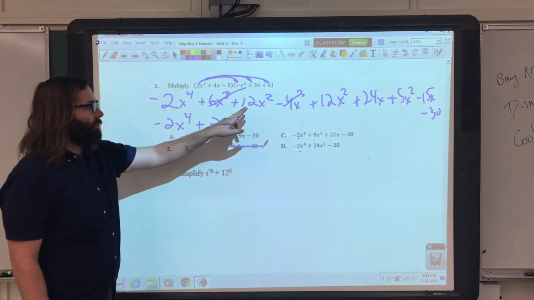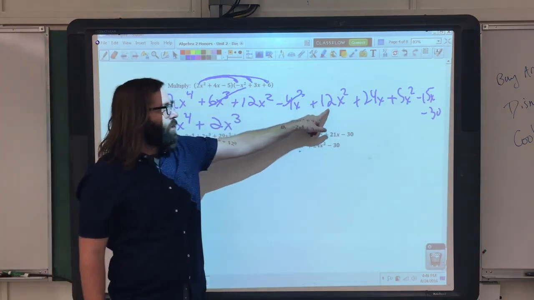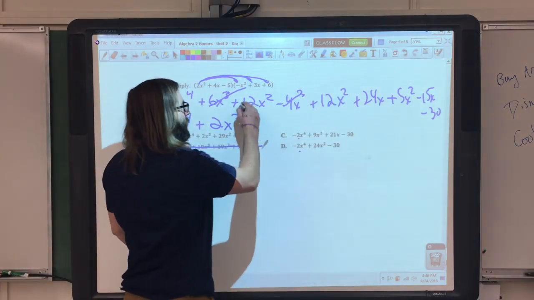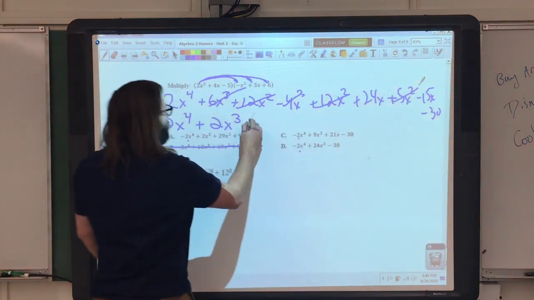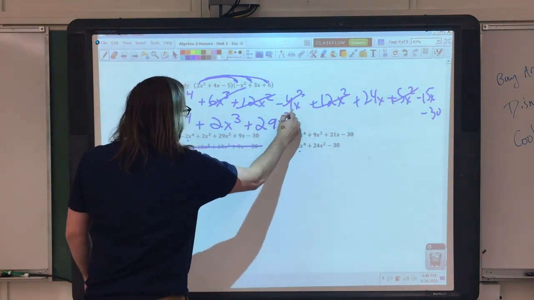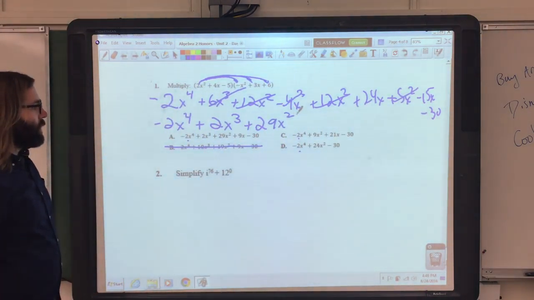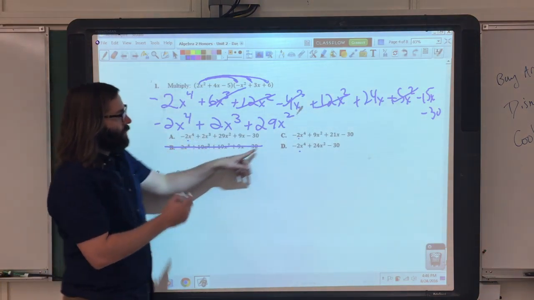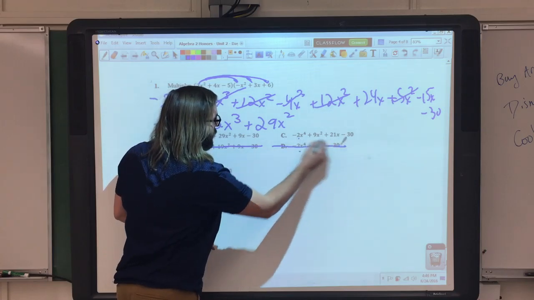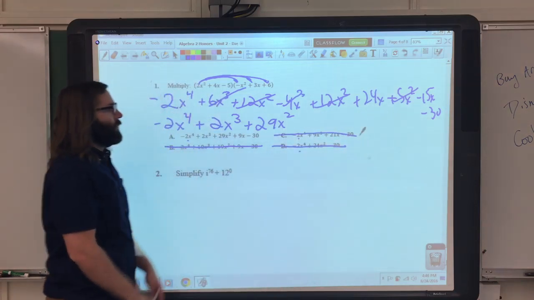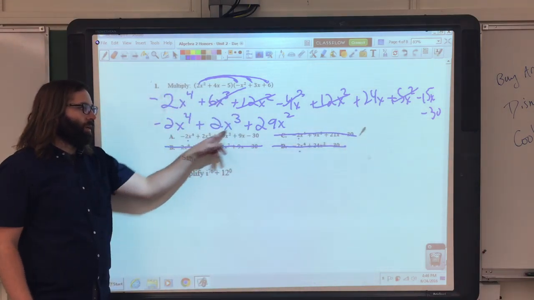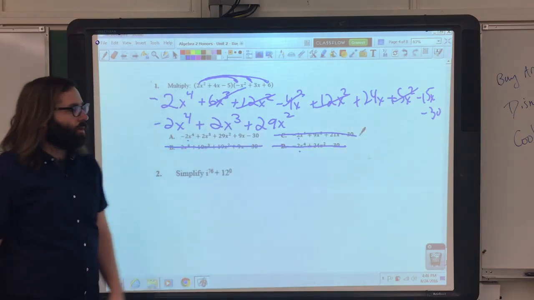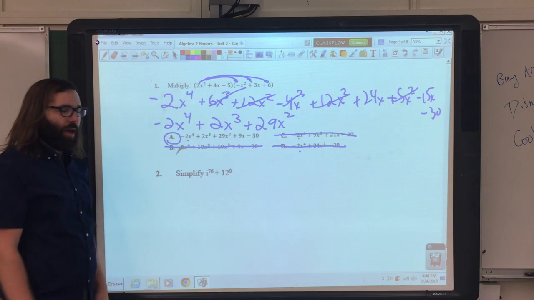Now let's combine the squares. We have plus 12x squared, plus 12x squared, 24, plus that x squared, we have plus 29x squared. So we look. Okay, that's looking good. Go over here. We can cancel that one. Okay, test taking. We could have stopped right here because none of the other ones have a plus 2x cubed. So just by default, we have A.